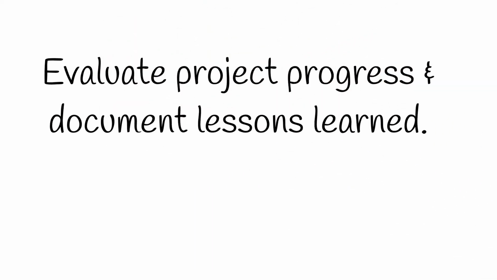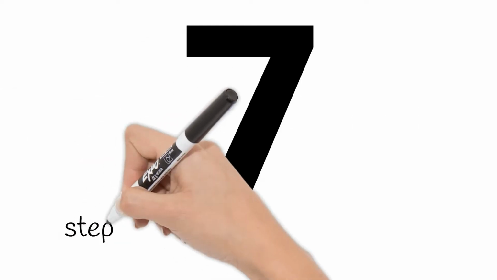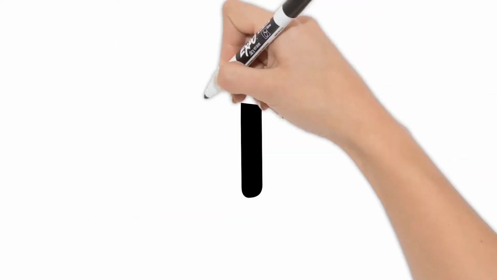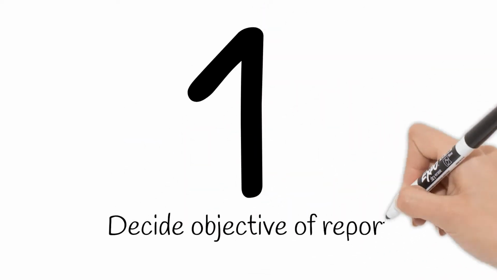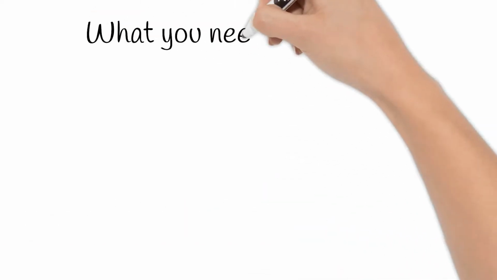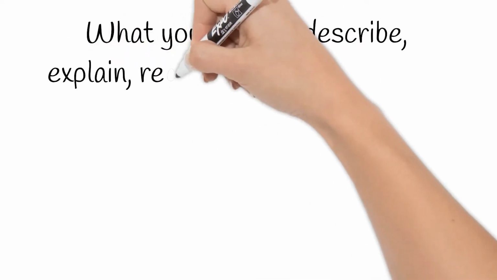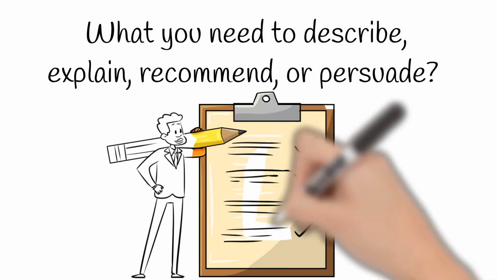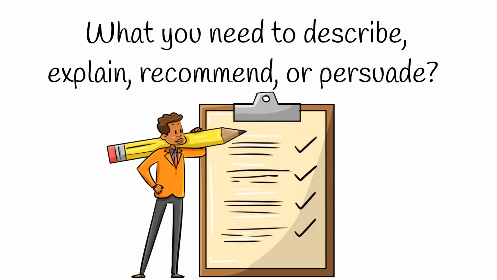Try these 7-step techniques for making effective project reports. First thing, decide the objective of your report. Take some time to think about the purpose of the report. What do you need to describe, explain, recommend, or persuade? Having a clear purpose from the outset ensures that you stay focused, which makes it easier to engage your reader.